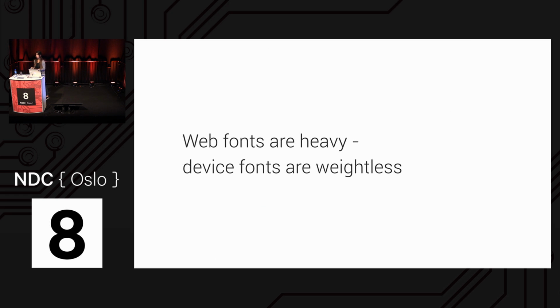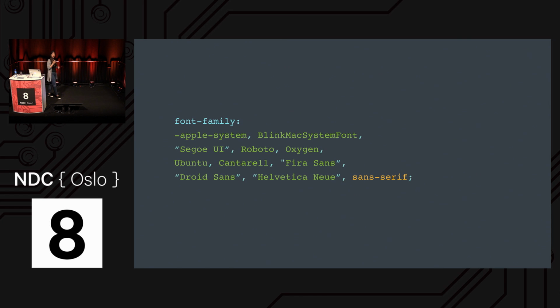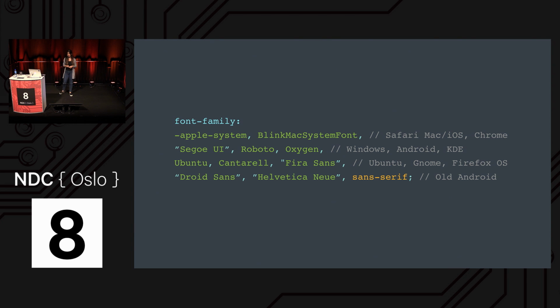So what if there's a way to use Roboto on Android and San Francisco on iOS and Ubuntu font on Ubuntu, etc.? We can do this, actually. We could add all the fonts of the devices possible as fallbacks. Let's say the user is using an Android. What happens is that the browser reads Roboto and ignores everything else. So it's completely weightless.